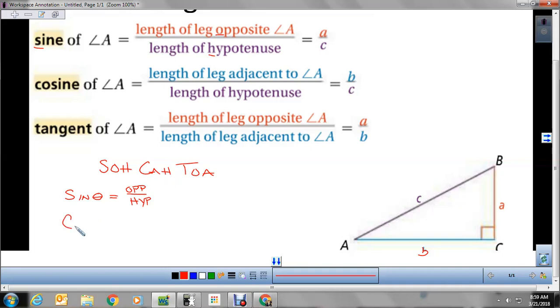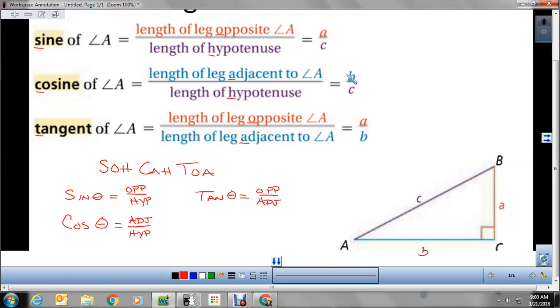CAH is going to be the cosine of the reference angle theta is equal to the adjacent leg over the hypotenuse. And then lastly, we have the tangent. So we have cosine, adjacent, hypotenuse. Now we have tangent, which is the opposite leg over the adjacent leg. So tangent of theta, it's always tangent of the angle measure. That's going to be the opposite leg over the adjacent leg. So memorize this. This will help you set up your trig functions.